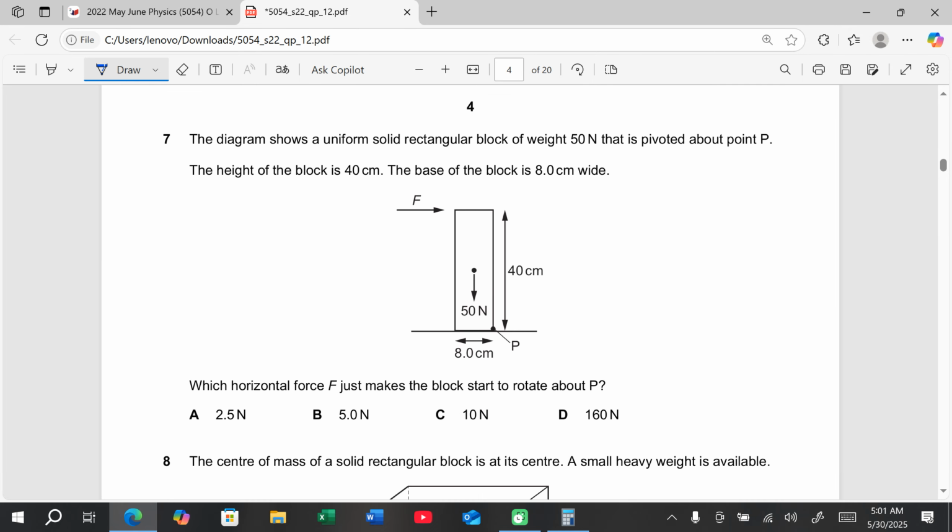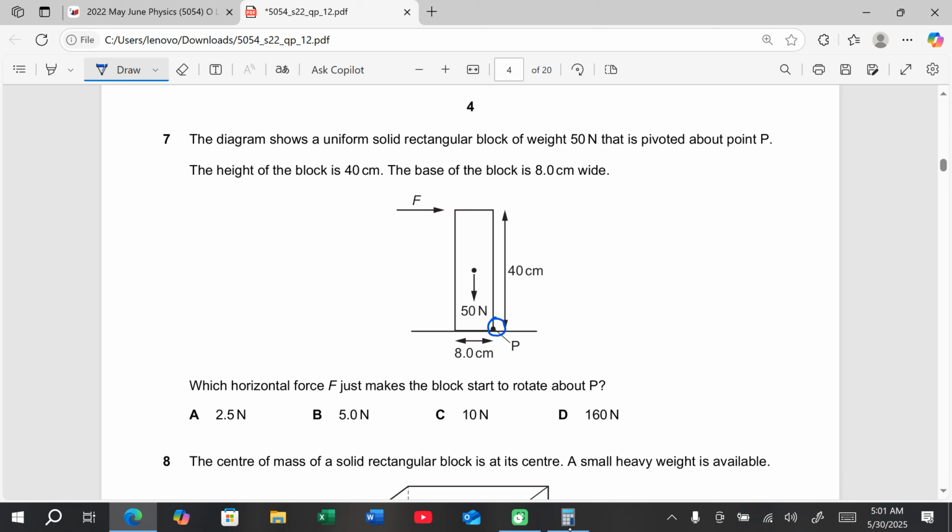The diagram shows a uniform solid rectangular block of weight 15 Newton pivoted at P. So this is a pivot. The height of the block is 40 centimeter. The base of the block is 8 centimeter wide. What is the horizontal force F that just makes the block start to rotate about P? So right now it is in equilibrium.